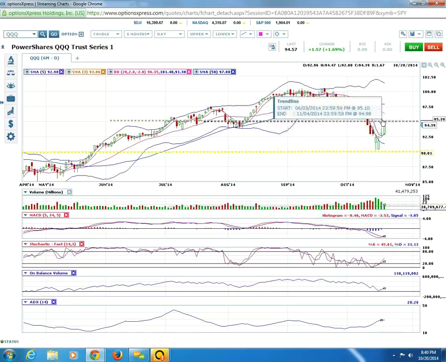What I want to see is if we can close above this 95 and then the next day follow. If we can do that, the market is probably going to try to trade higher back up into this area, 97, 98. All right. I truly don't believe that will happen.